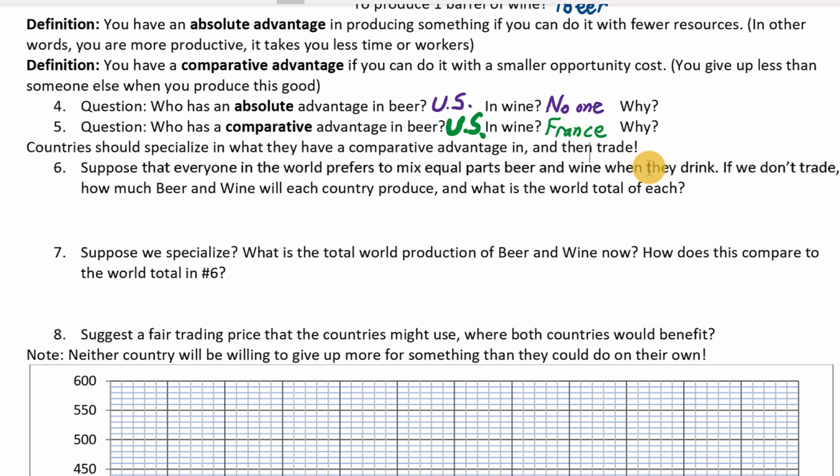So let's start off by assuming we're not going to trade. Suppose these 2 countries have decided we don't like each other, we don't have a trade deal going. What would we end up doing if we weren't allowed to trade or just didn't want to trade for some reason? So how much beer and wine will each country produce, and what is the world total of each going to be? So this is the before trade outcome. Let's go back to our graph and see what would happen.